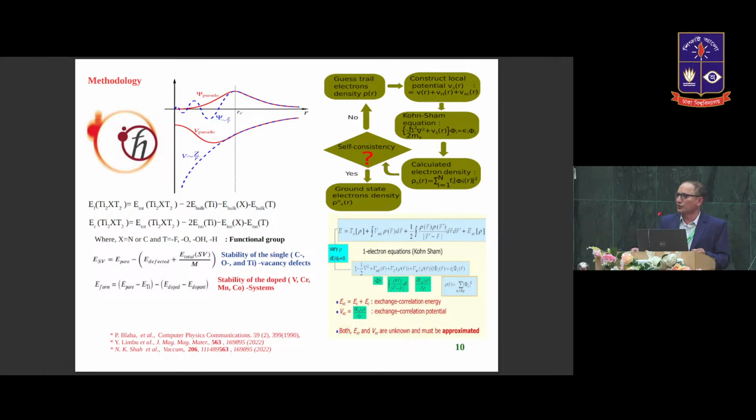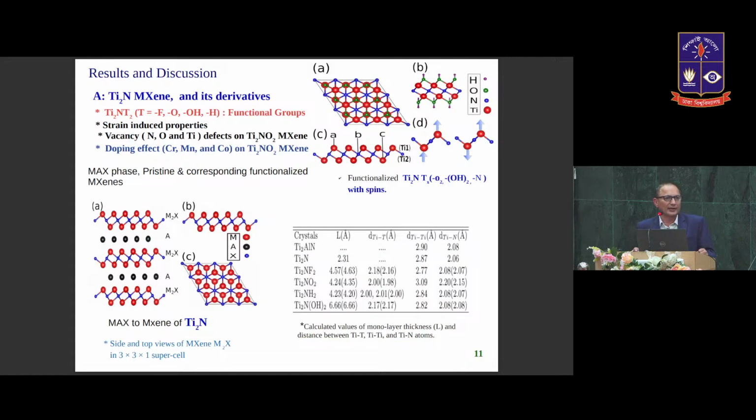Then we use the quantum equation, no doubt. We solve the quantum equation, and after solving it, we get whatever we need: density of states, energy, and others. For that, this is the MAX phase of Ti2N. First, we take Ti2AlN. Then we take out the A layer. After taking out the A layer, it becomes Ti2N. That is the MXene which we actually want.